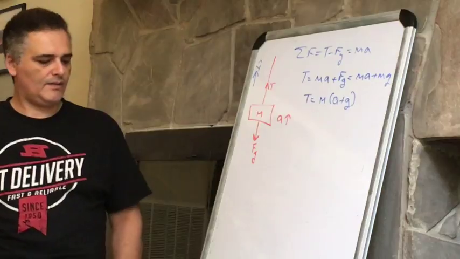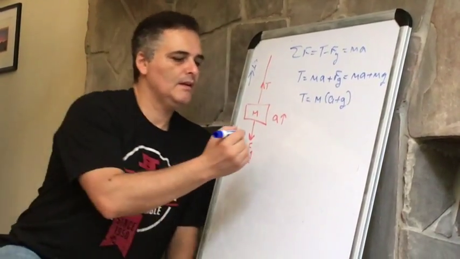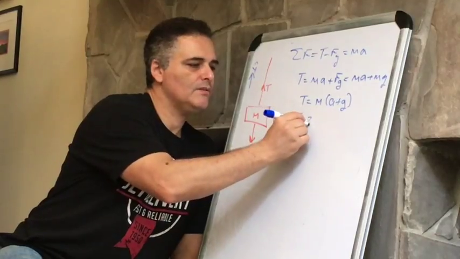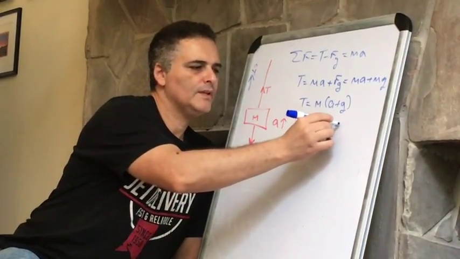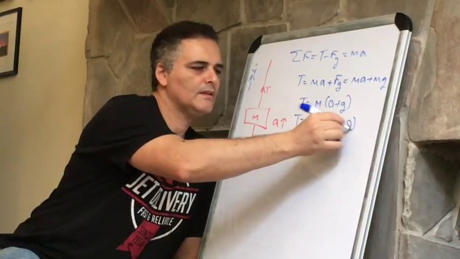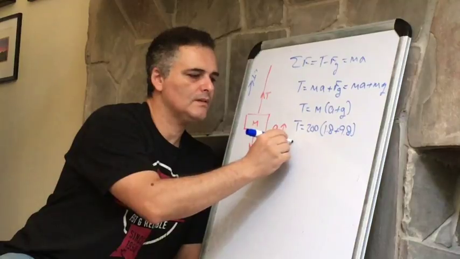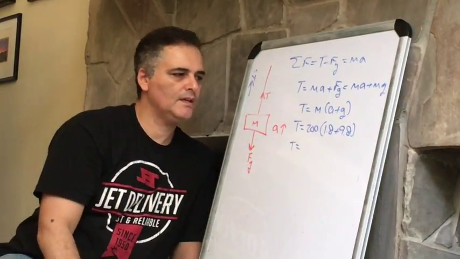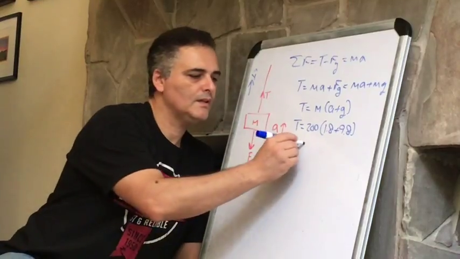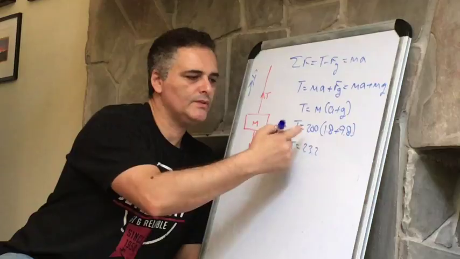Okay? And we said 1.8 meters per second squared. So this is 200 kilograms times 1.8 plus 9.8. So what is that, 11.6, right? 11.6, 23.2, and then 1, 2, right?